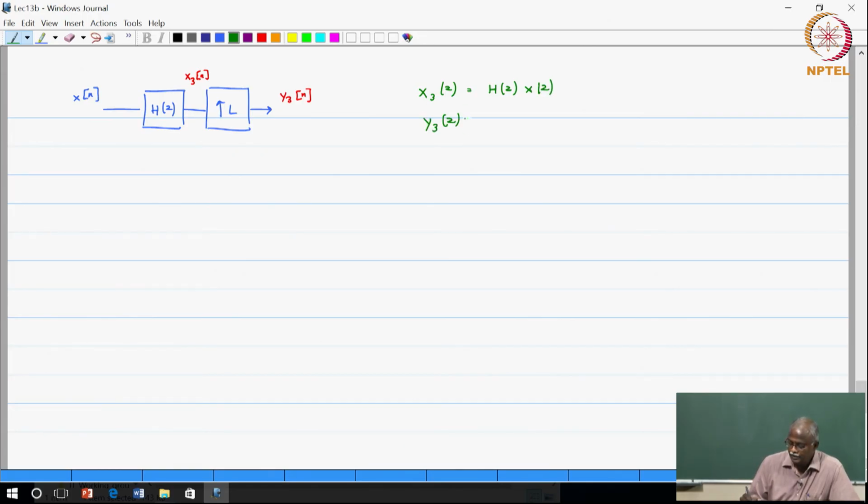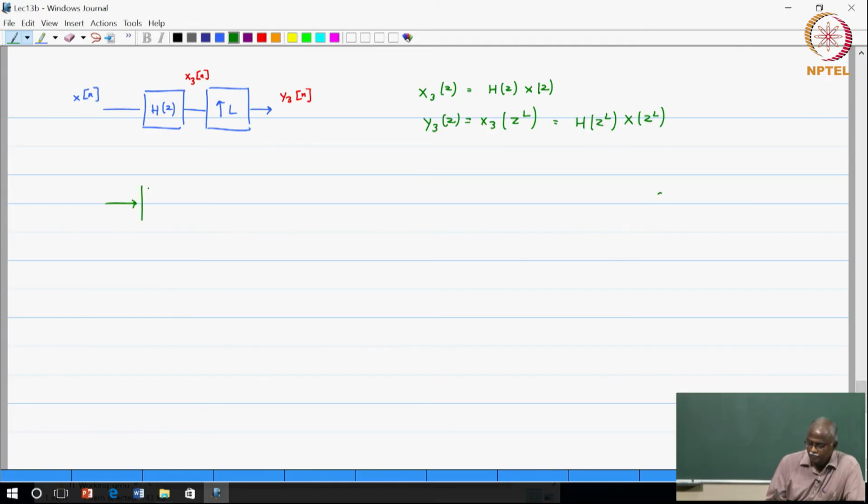y3 of z is x3 of z raised to the power L. Wherever there is z, I have to substitute, replace it with z power L. If I use it in the previous equation, this becomes h of z power L times x of z power L. Maybe it is already obvious from the expression, but we will just write it for completeness.